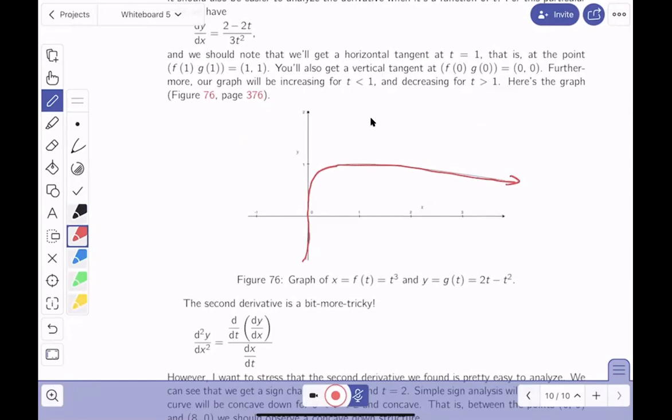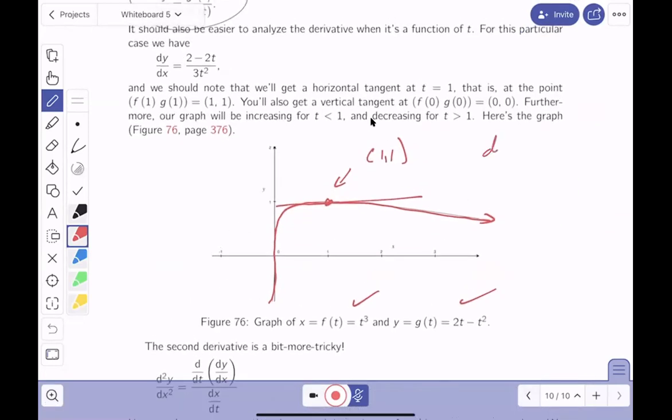Now it says you should note that at t equals 1, we get the point (1, 1). Let's see if that's true. When t equals 1, x would be 1, and y would be 2 minus 1, that's 1. That makes sense. And it says you're going to get a horizontal tangent line there. That seems reasonable. That's a horizontal tangent.